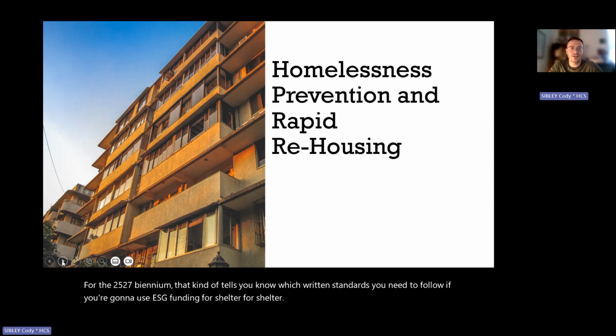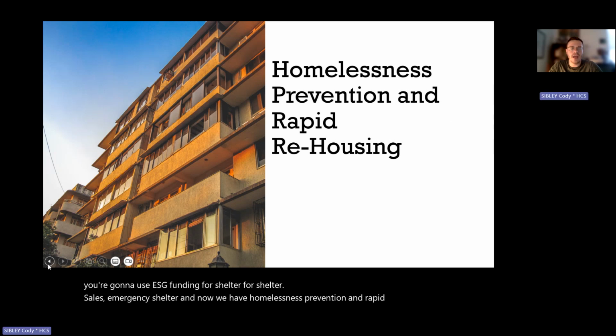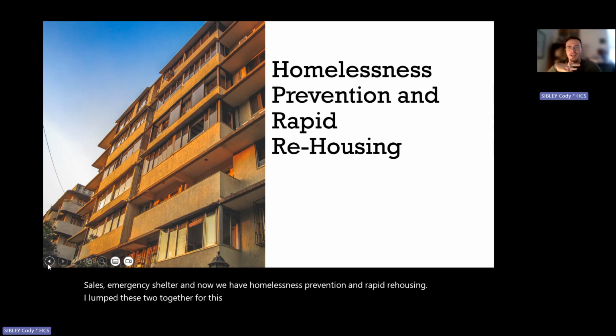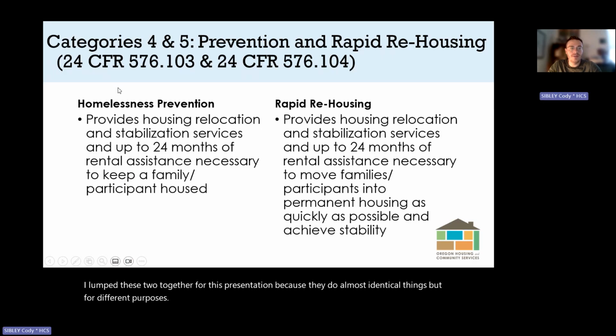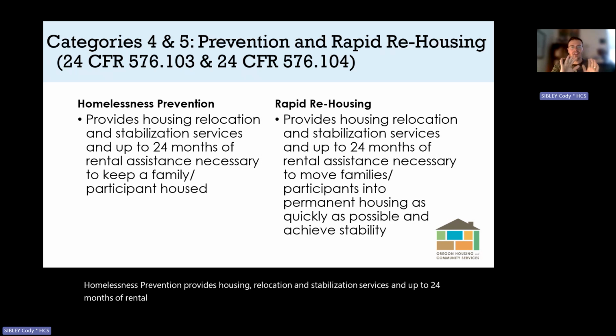So that was emergency shelter, and now we have homelessness prevention and rapid rehousing. I lumped these two together for this presentation because they do almost identical things, but for different purposes. So, homelessness prevention provides housing relocation and stabilization services and up to 24 months of rental assistance necessary to keep a family or participant housed, right?